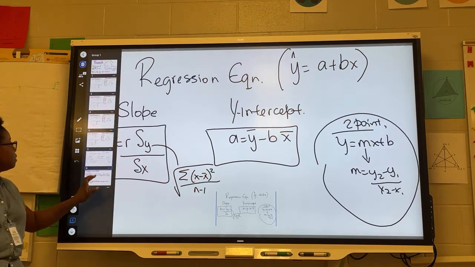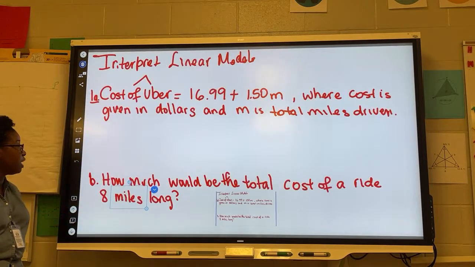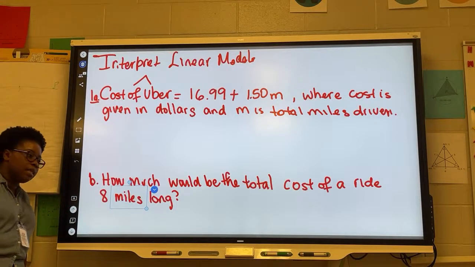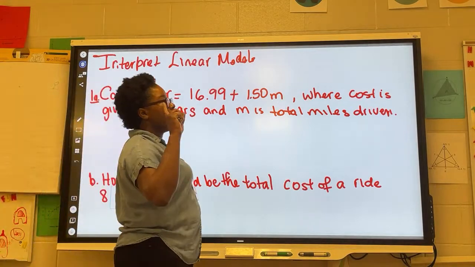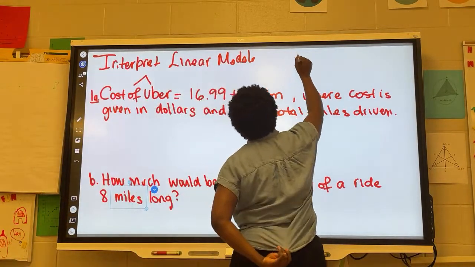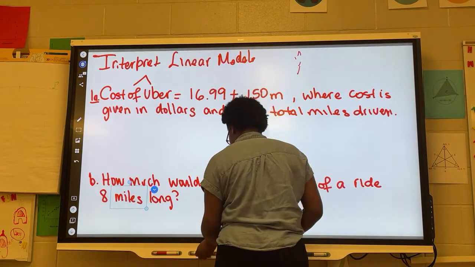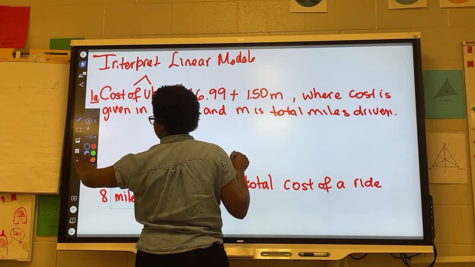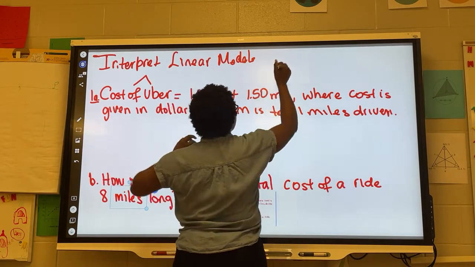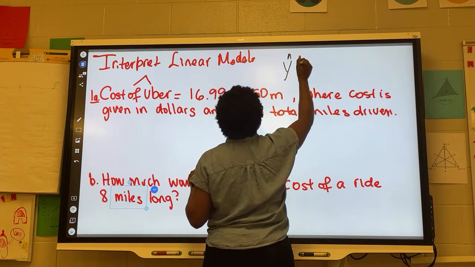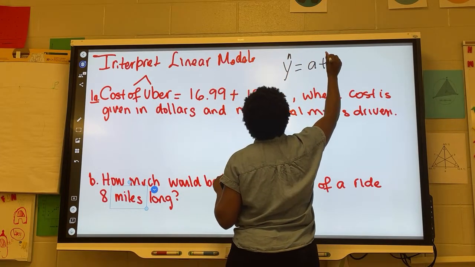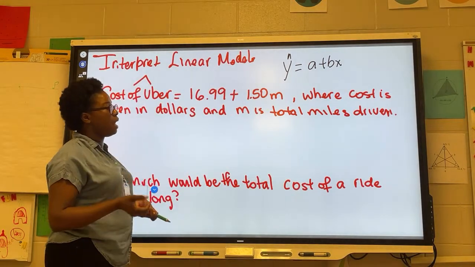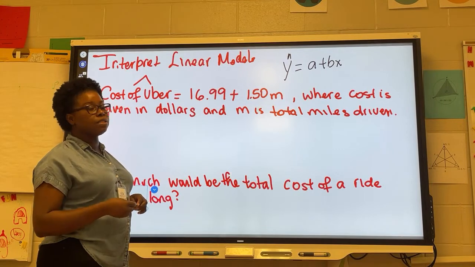I just explained that one to you. So the final one is for us to interpret the linear model. So the linear model is basically the equation, or the predicted equation. So y hat is equal to a plus bx. So we have to know what is a, what is b. So again, a is your y-intercept and b represents your slope.